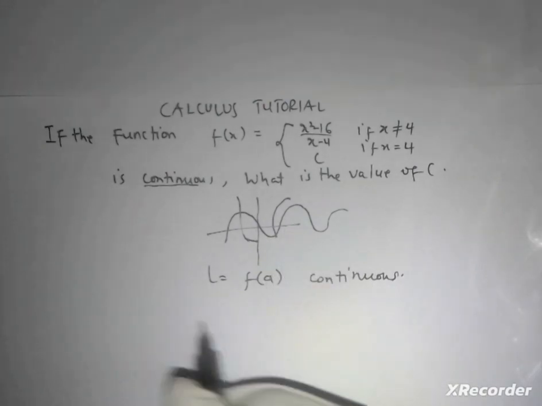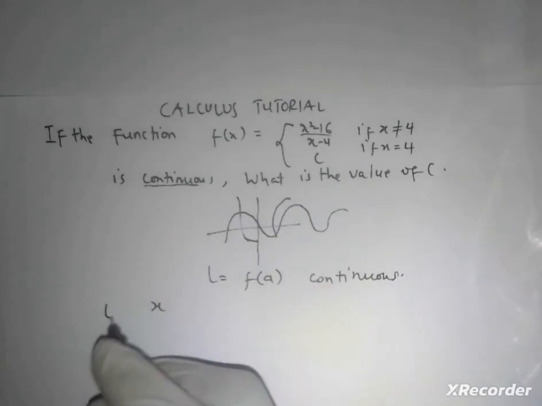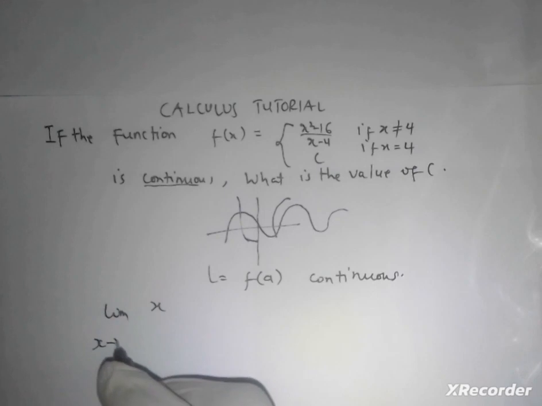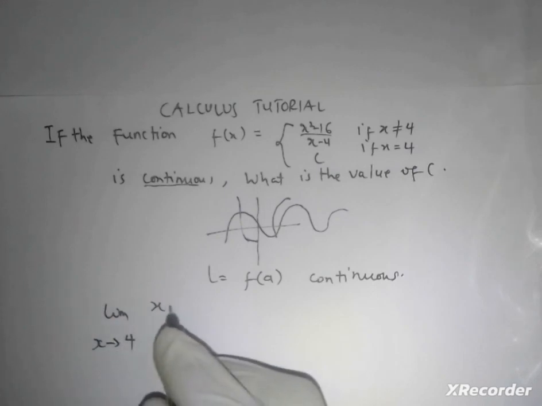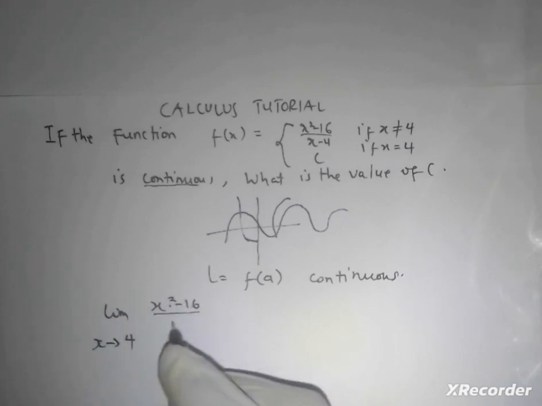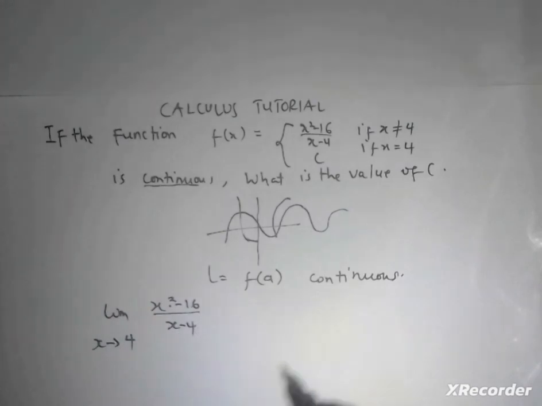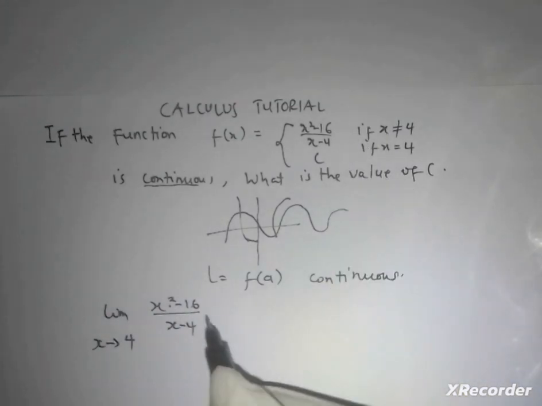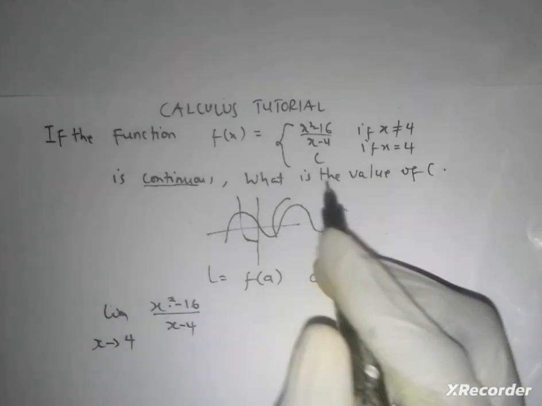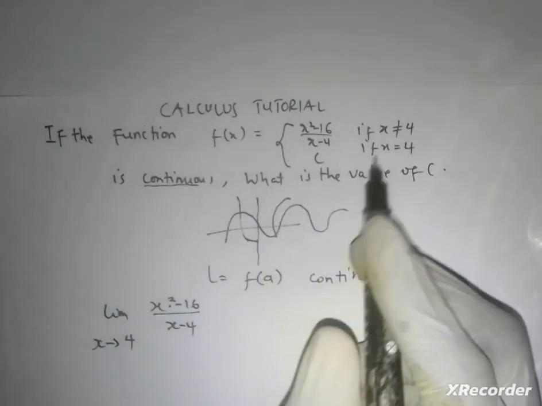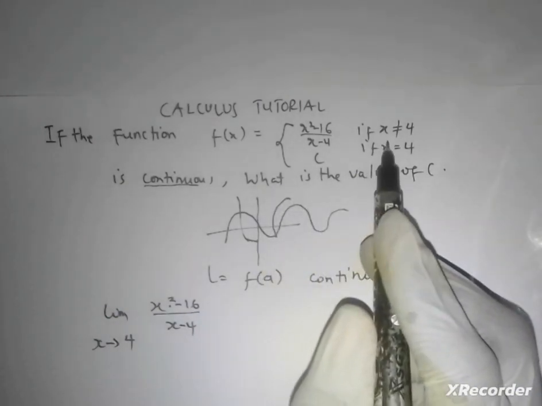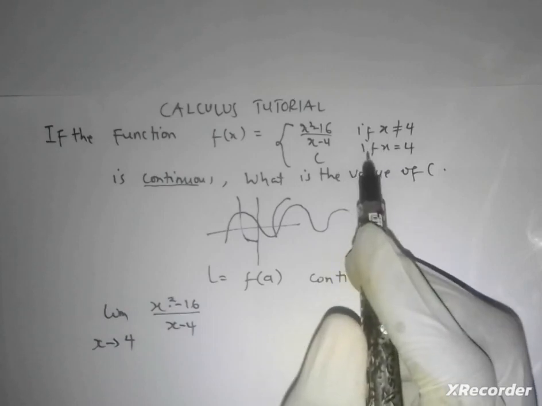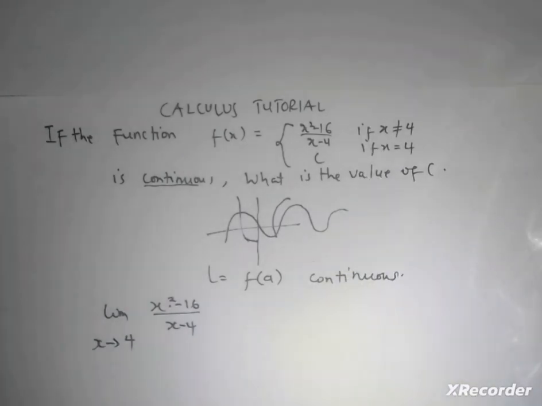So from here I'm going to find the limit as x approaches 4 of x squared minus 16 all over x minus 4. I can't put 4 directly inside because the domain excludes 4, and 4 is going to cause a discontinuity. Under continuity, we have something we call the removable discontinuity. So this discontinuity can be removed.